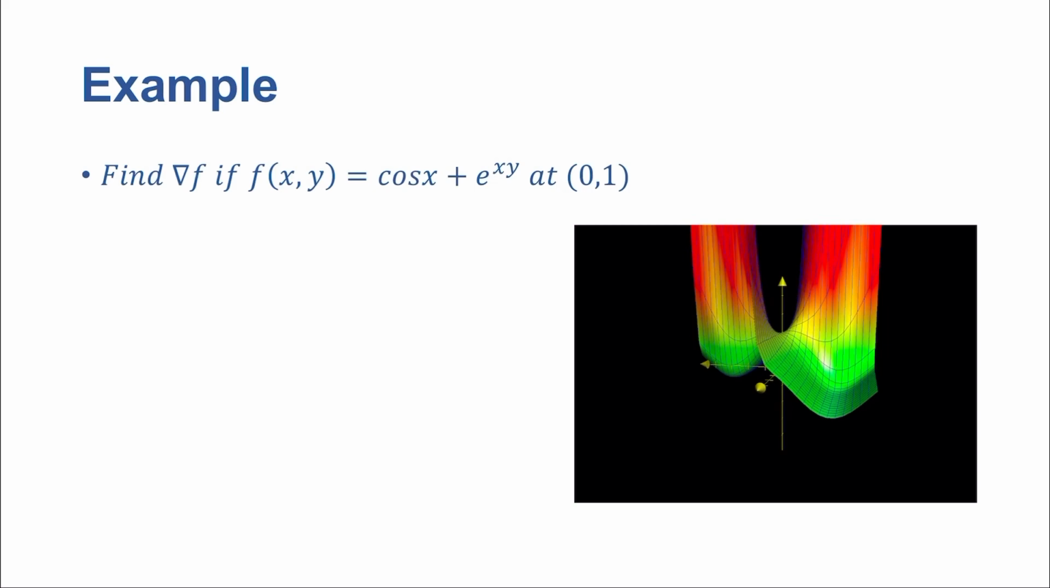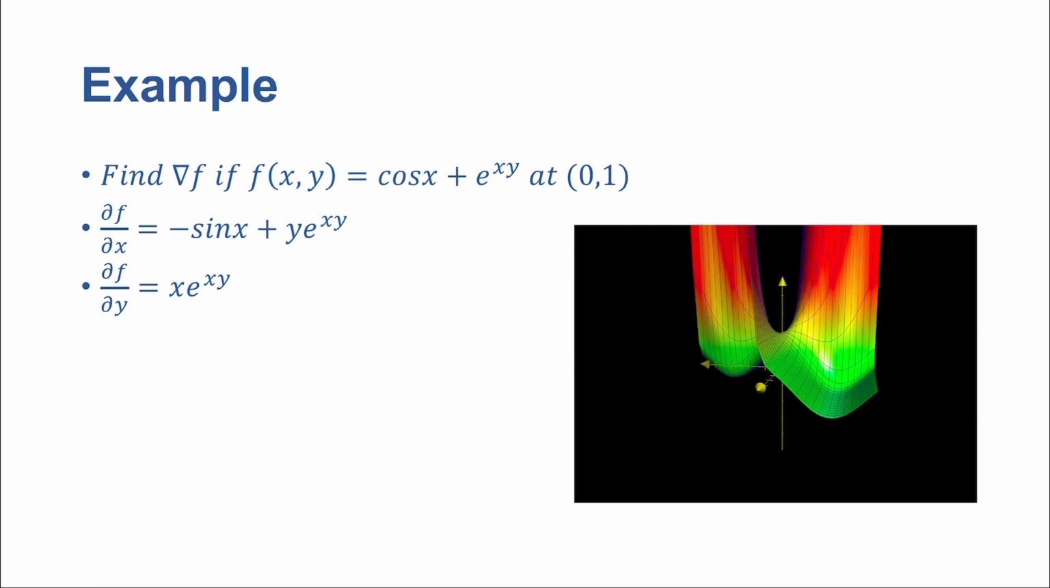So let's say I want to find the gradient of f if f of x and y is equal to cosine of x plus e to the xy at (0, 1). Okay, so how do I do this? Well, I want to find my partial derivatives. If I find partial f partial x, I get negative sine x plus y e to the xy. And if I take partial f partial y, I get x e to the xy. We need to use the chain rule a little bit in there. Not the multivariable chain rule, by the way, just the single variable chain rule.